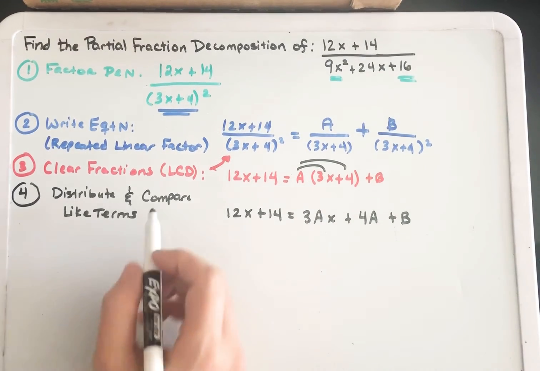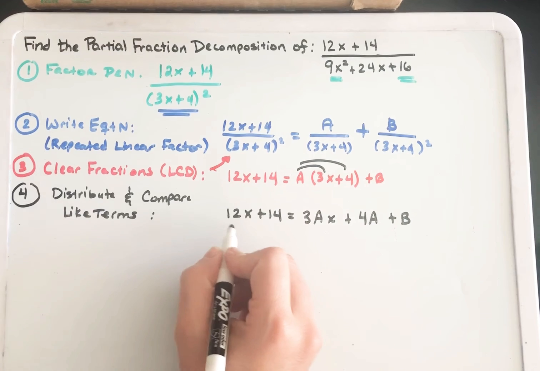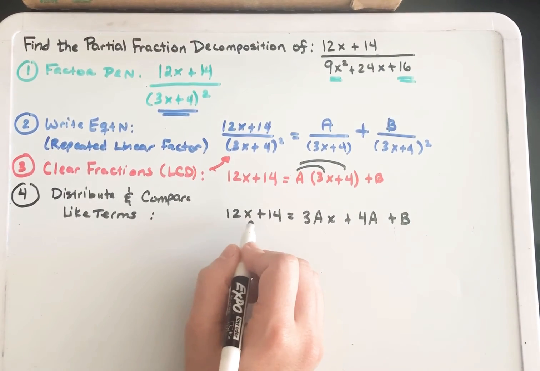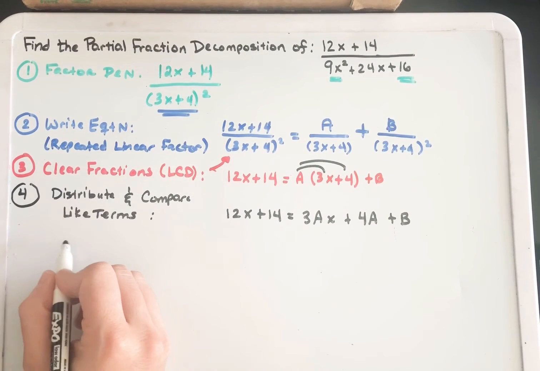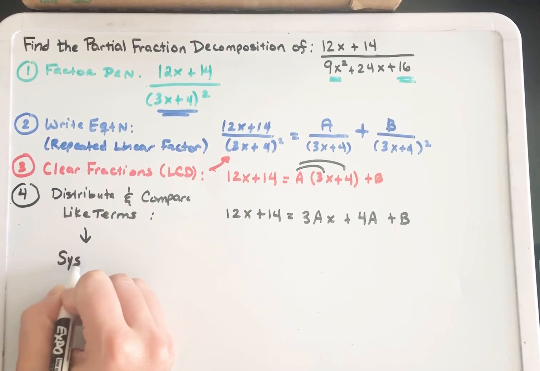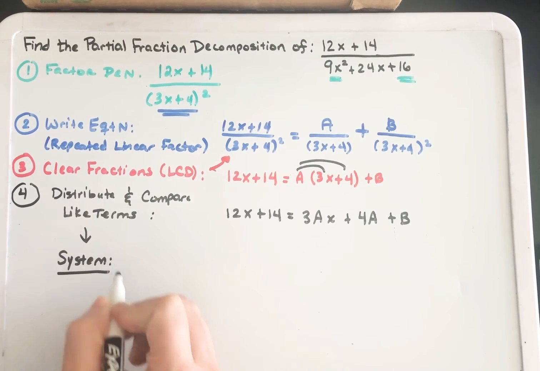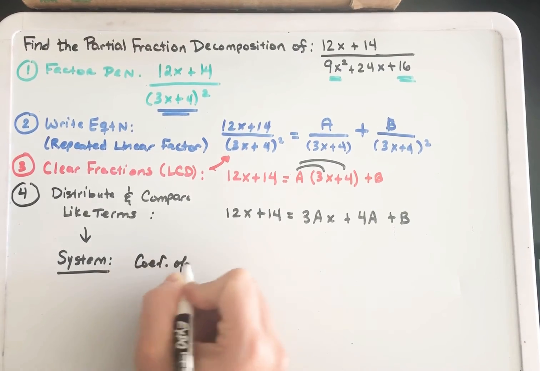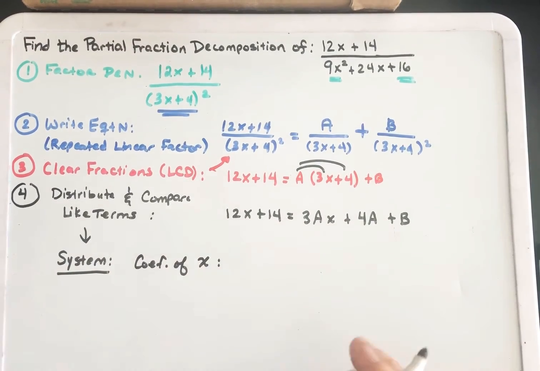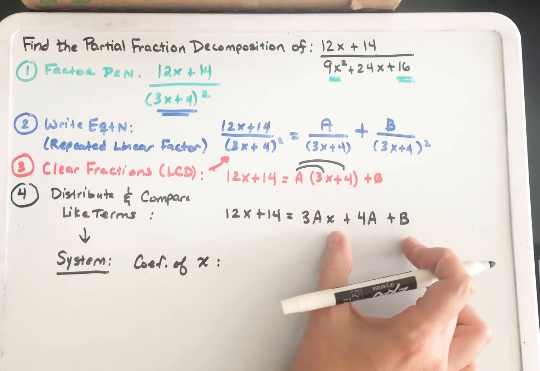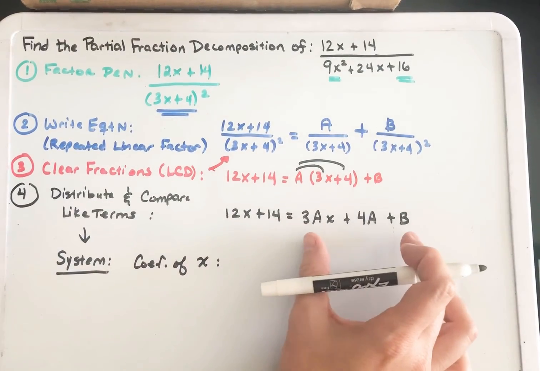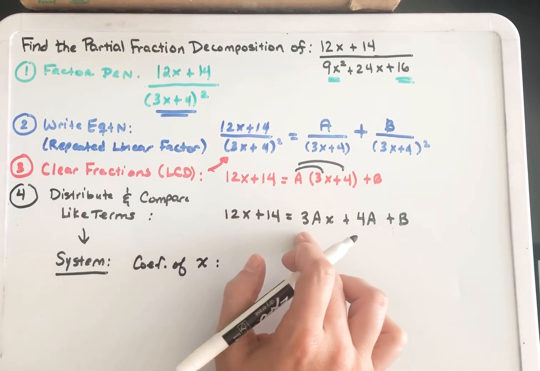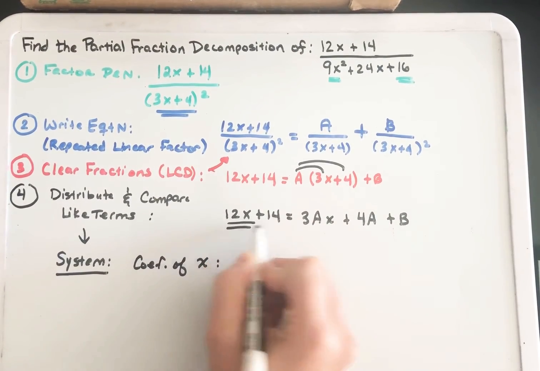So when I say compare like terms, what I'm saying is take a look on the left side. The highest degree term is degree 1, that is 12x. So if I'm making my system of linear equations, I would do so by first comparing the coefficients of the x terms. Why is that? Well, you're saying this side equals this side. So if 12x equals something with an x over here, that must mean that 12 equals the 3a, right? Because these are your like terms.